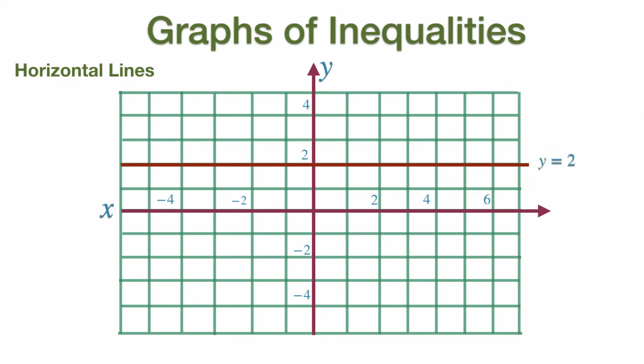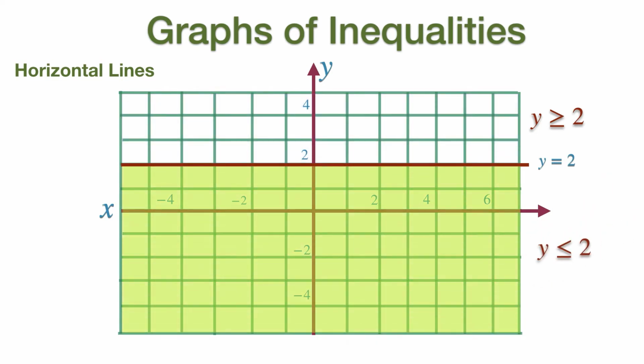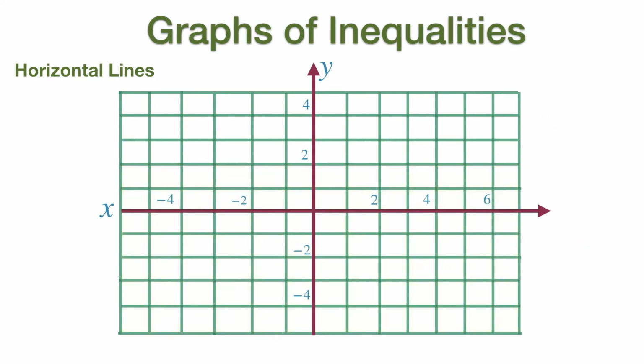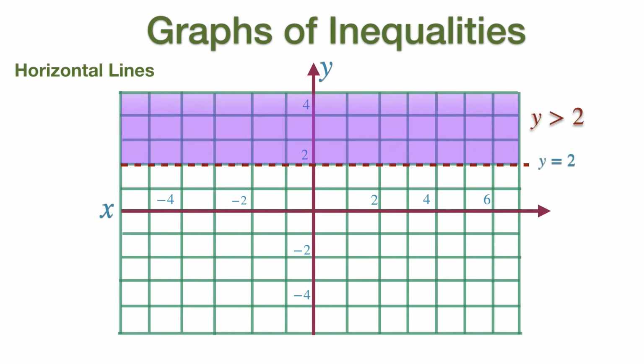The horizontal line also divides the graph into two regions. For example, y greater than or equal to 2 refers to the region on and above the line, and y less than or equal to 2 refers to the region on and below the line. We can again use the broken line to show that the points on the line are excluded.